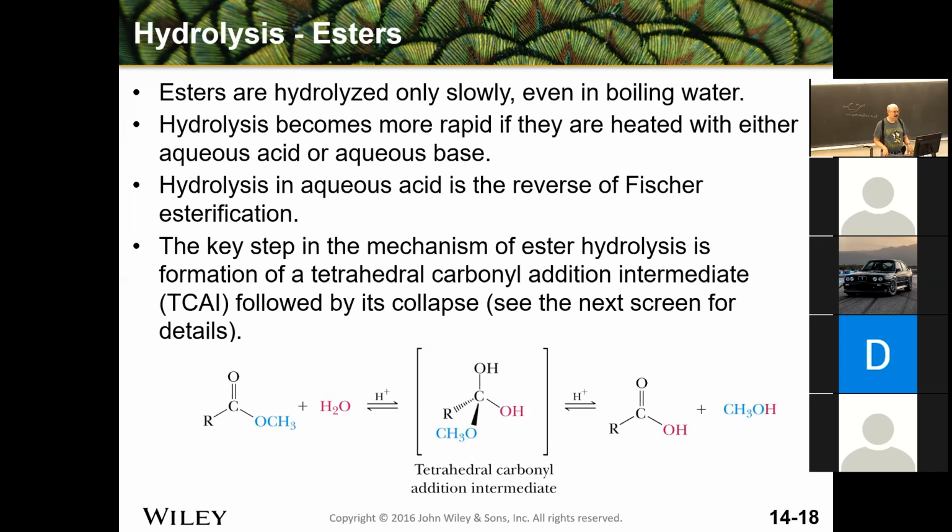Esters are hydrolyzed only very slowly, most of them even in boiling water. Hydrolysis becomes more rapid if they are heated either with aqueous acid or aqueous base. Hydrolysis in aqueous acid is the reverse of the Fischer esterification. That was something we covered in the previous chapter, in which we combined a carboxylic acid and an alcohol to form an ester. We split out water, we formed an ester. So this is the reverse.